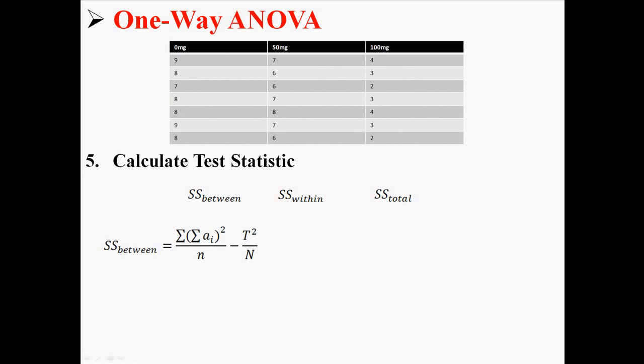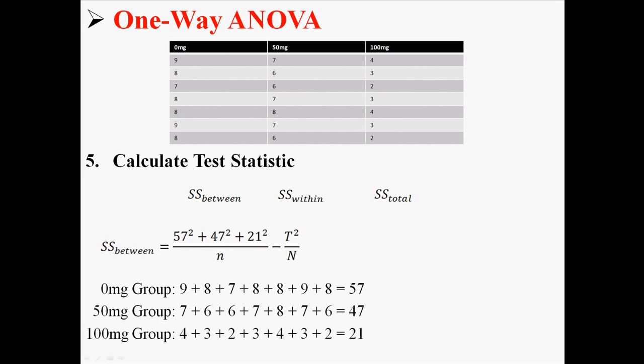This is the equation for sum of squares between. Now most of it makes sense, except for that weird sum of a_i squared thing. Really what that means is you're going to take the sum of each level, square it, and then add those together. It'd be easier for me to show you, which I'm going to do.